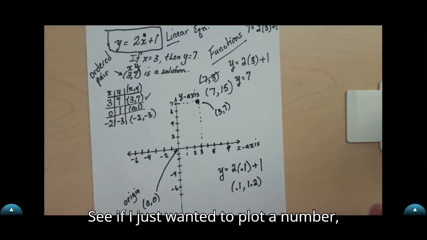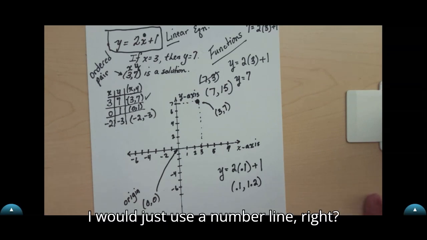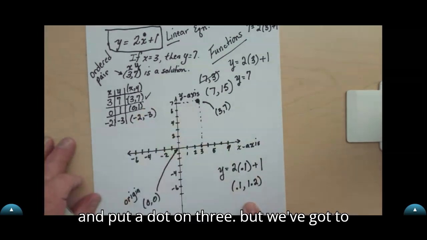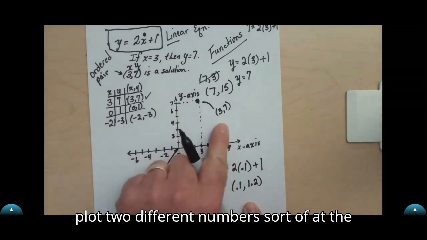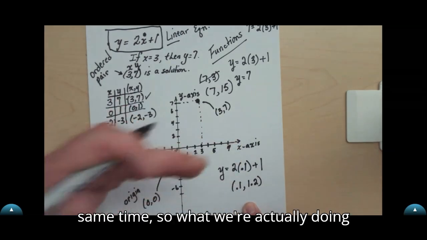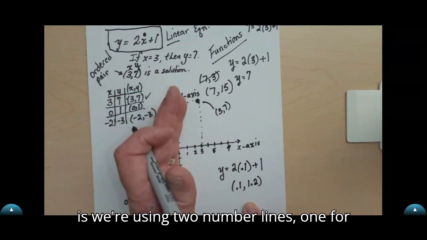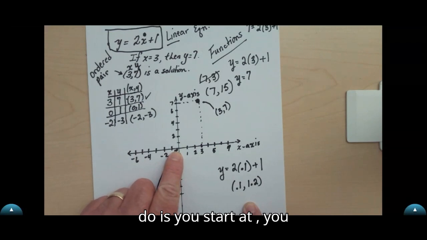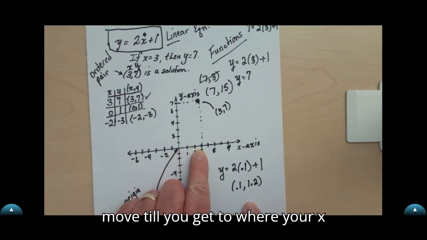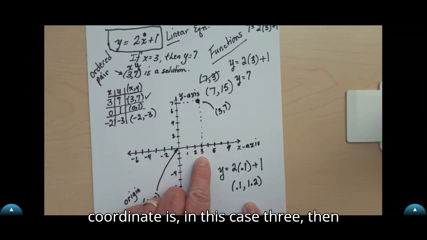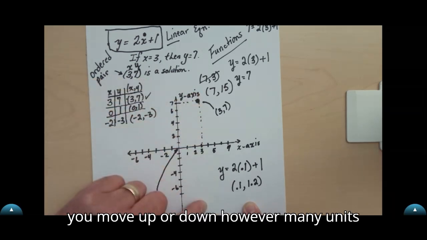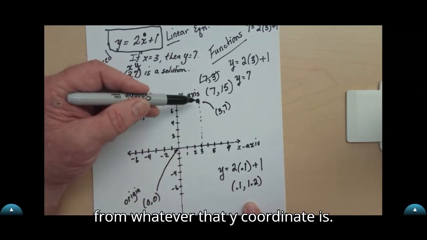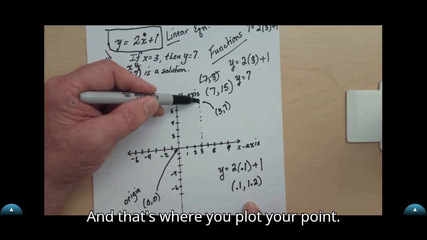If I just wanted to plot a number, I would just use a number line, right? Like if I just wanted to plot the number 3, I would draw a number line and put a dot on 3. But we've got to plot 2 different numbers at the same time. So we're using 2 number lines, one for x and one for y. You start at 0, 0, you move until you get to your x coordinate, in this case 3. Then you move up or down however many units you need to until you get directly across from whatever the y coordinate is, and that's where you plot your point.